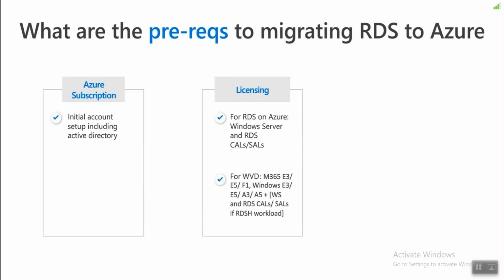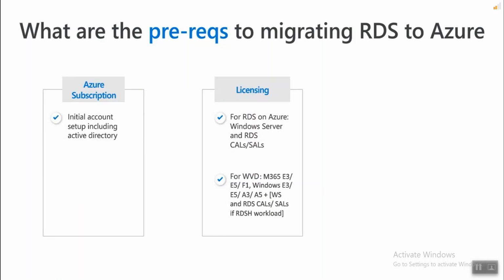Secondly, you would need the right licensing for you to use either RDS or WVD. So for RDS, you would need Windows Server and RDS CALs or SALs. And for Windows Virtual Desktop, you can use it with any of these licenses that are mentioned here. As long as you have one of these licenses, you will be entitled to use Windows Virtual Desktop.